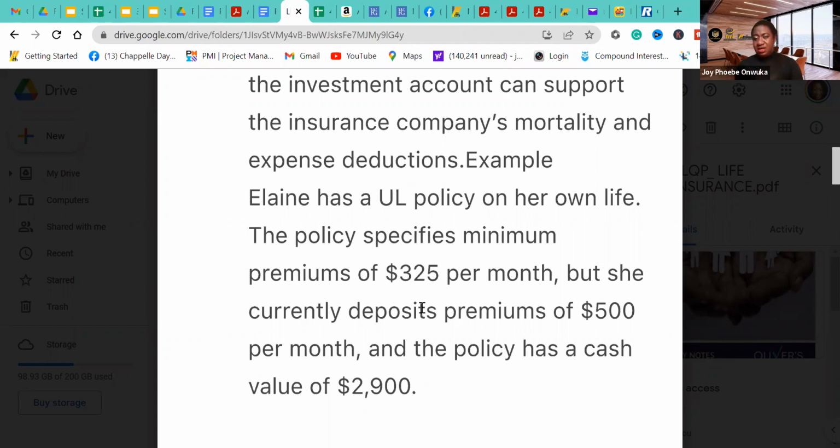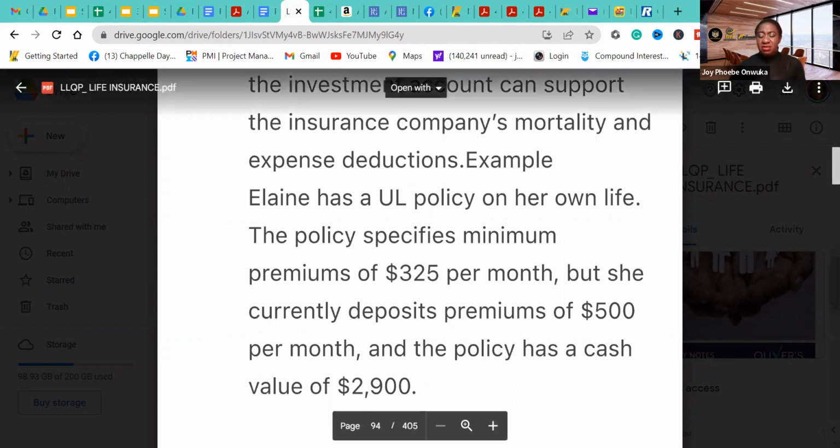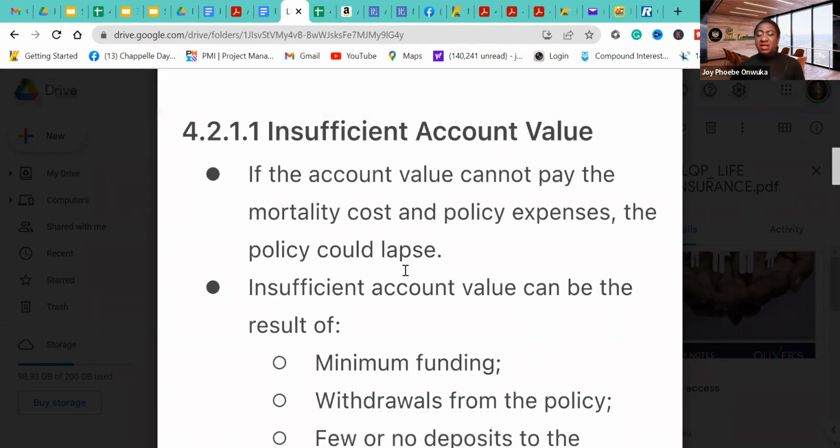And then on the other end, for someone that is putting more money, putting the maximum, that is creating enough fund in the investment account. Again, there is a limit, okay, to how much one can put into the universal life in order not to trigger taxes. That's why we have the tax exempt clauses, which we'll be discussing later as we go on in the course of this lesson, or maybe the subsequent ones. Okay. Now, insufficient account value.